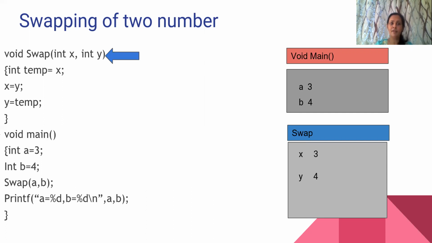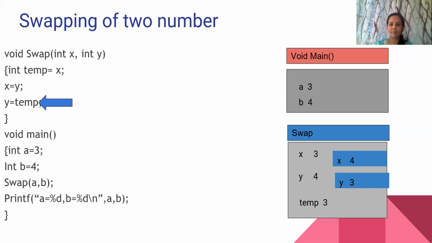When the first statement is executed, that is temp equals x, a temp variable of type integer is created and assigned the value 3. When we say x equals y, x is assigned whatever y was holding, that is 4. So now x will be assigned 4. When I say y equals temp, y will be holding the value 3.